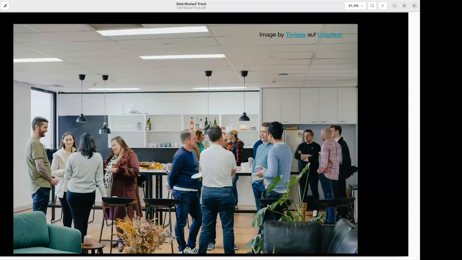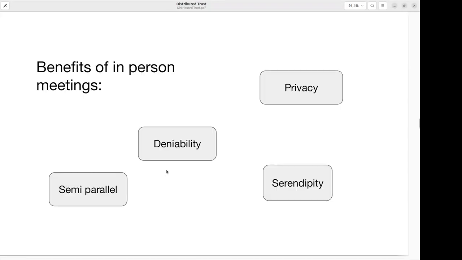So the easiest part is when everyone is in the office every time. Their trust building essentially happens on site. You don't even have to think about it. It happens next to the water cooler, next to the coffee machine. It's on no schedule, it's on no calendar, nowhere. It just happens. The benefits of these meetings are that you have a certain level of privacy. Not everyone can listen in. You have a certain level of serendipity. You don't always find the same people next to the water cooler. You also have a certain level of deniability.